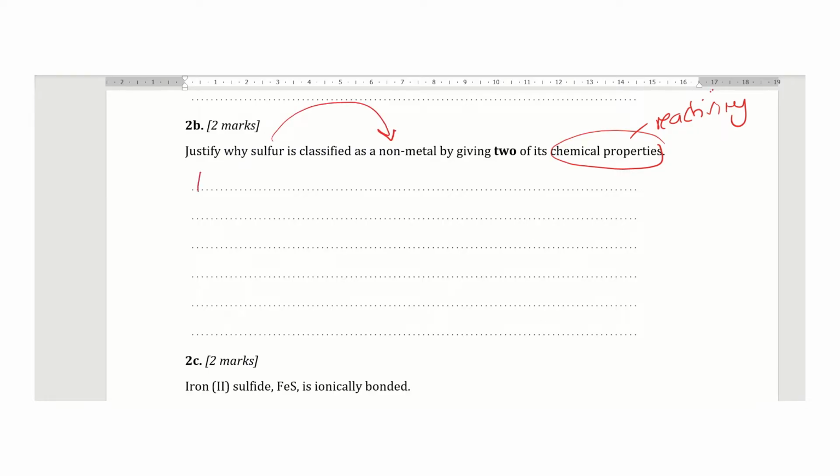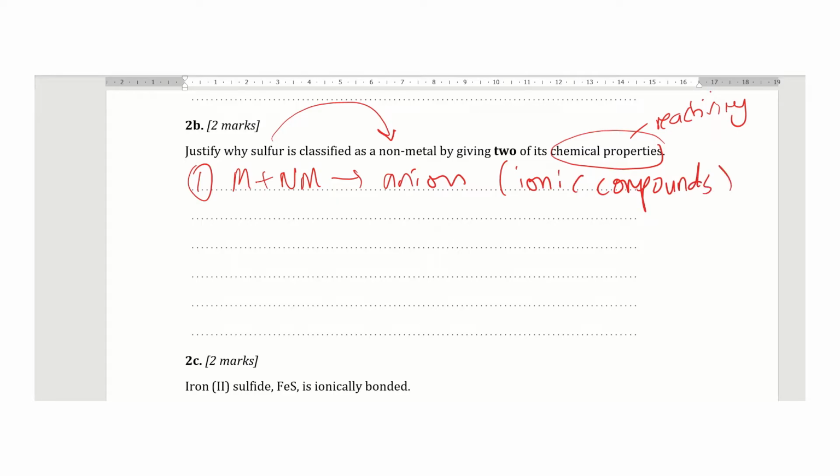Well, first of all, I know that sulfur belongs to the same group as oxygen, which means that it belongs to group 16. And I know that all group 16 elements are non-metals because when they react with metals, so a metal with a non-metal, they're going to form an anion, because a metal with a non-metal forms ionic compounds. So what's going to happen to the sulfur is it's going to take the electrons of the metal that it's reacting with, because you're going to get a complete transfer of electrons from the metal to the non-metal.